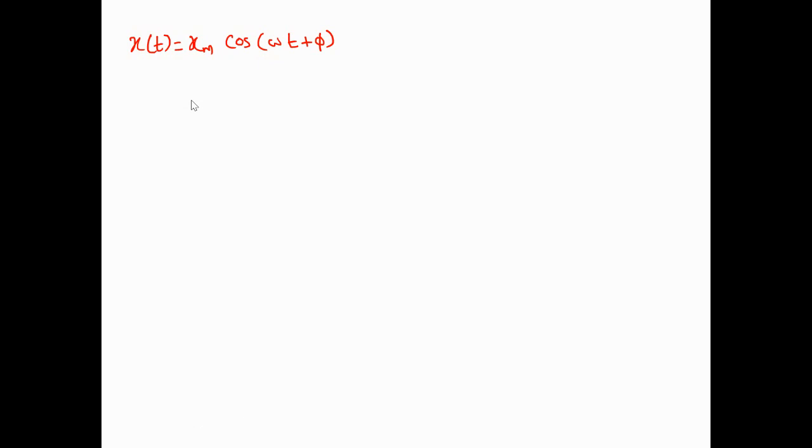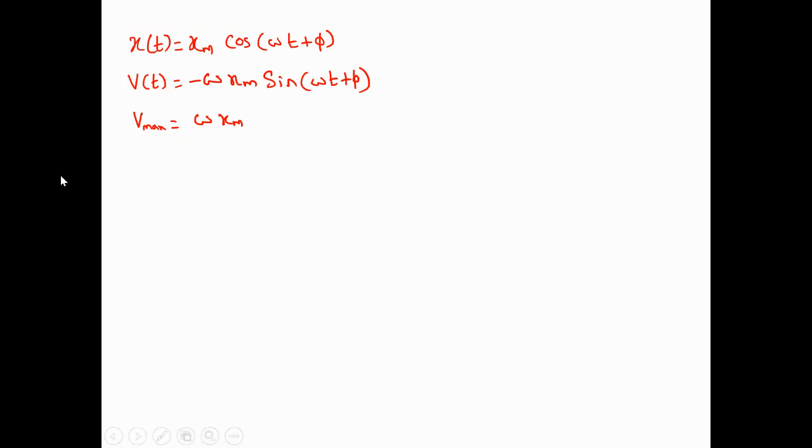What is the equation for velocity? If you differentiate this equation one time, you will get the velocity equation, v of t, which is equal to minus omega xm sine of omega t plus phi. If you want to find the magnitude of the velocity, the maximum speed is given by omega multiplied by xm.